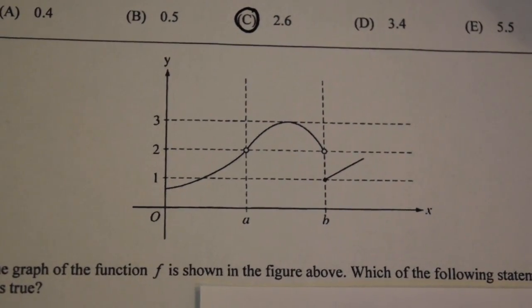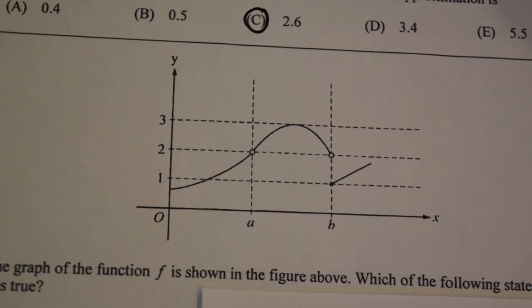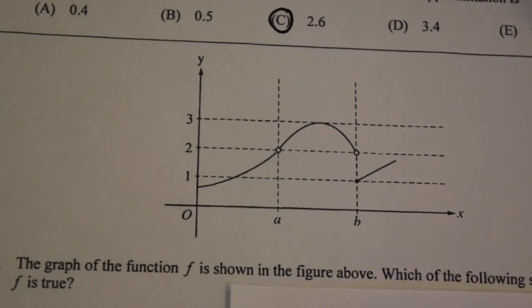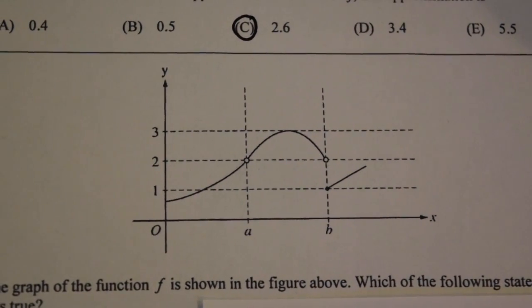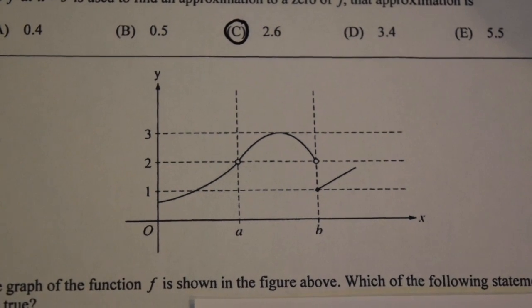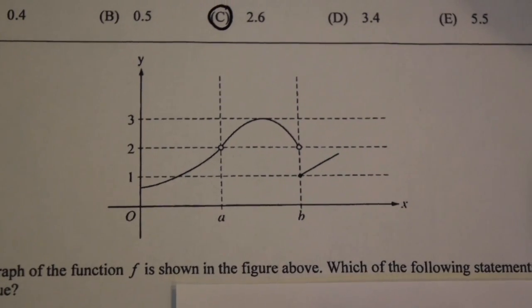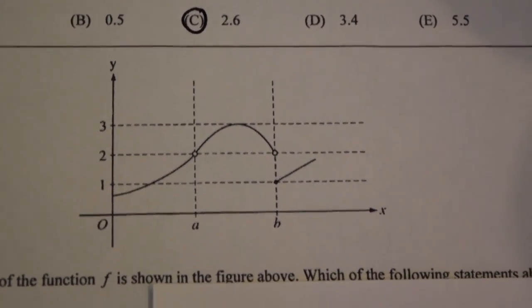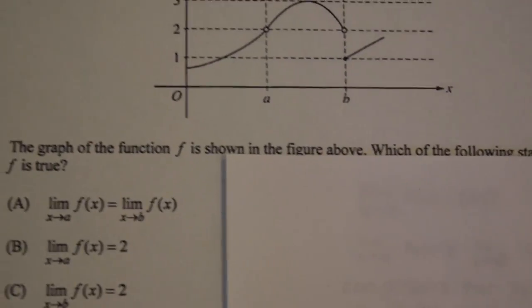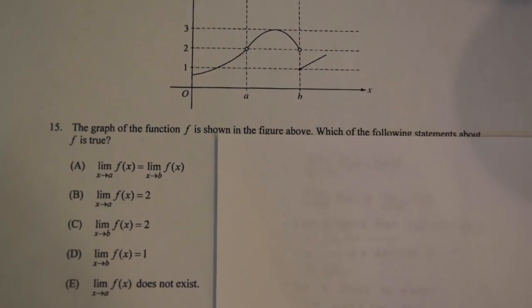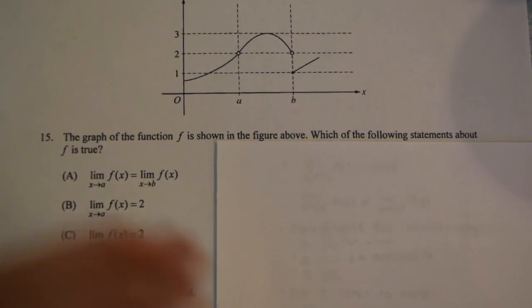Our final question is number 15. For this question, we are given a graph that shows a line sloping upward, concave upward, towards point A, where there's a discontinuity, and then going up, hitting a maximum somewhere between A and B, and sloping downwards again towards B, where there's another discontinuity. And this time the line jumps from having a y value of 2 to a y value of 1. The question asks us to see which of the following statements about f is true.